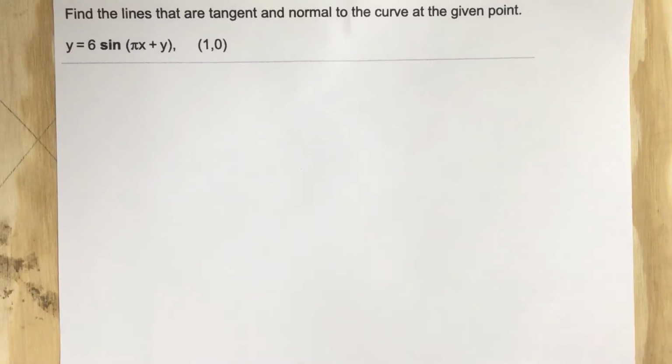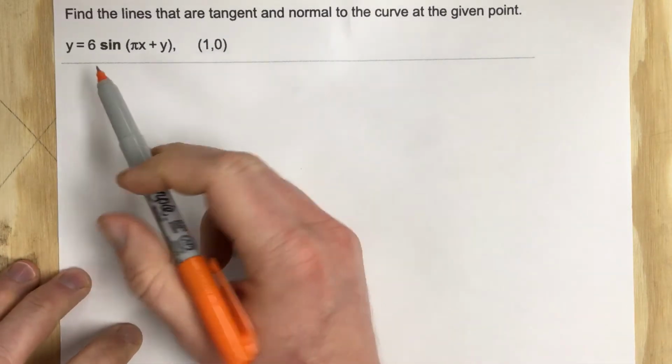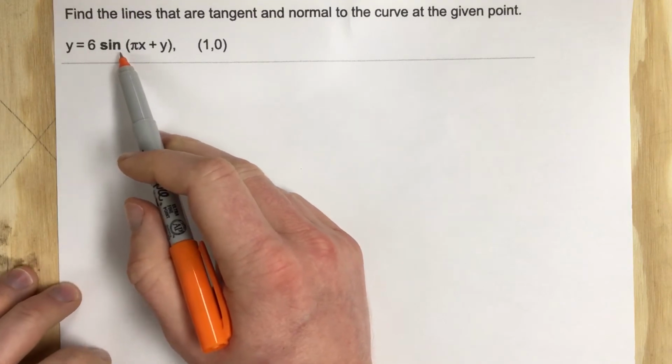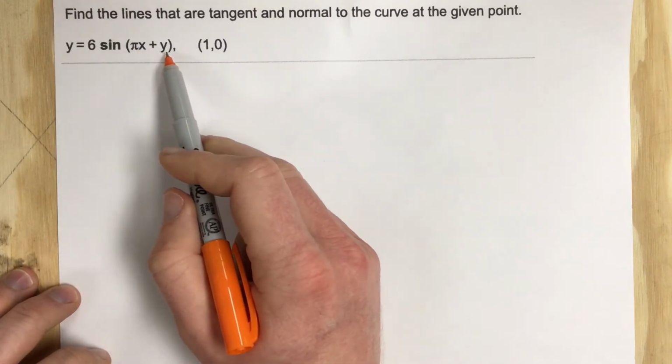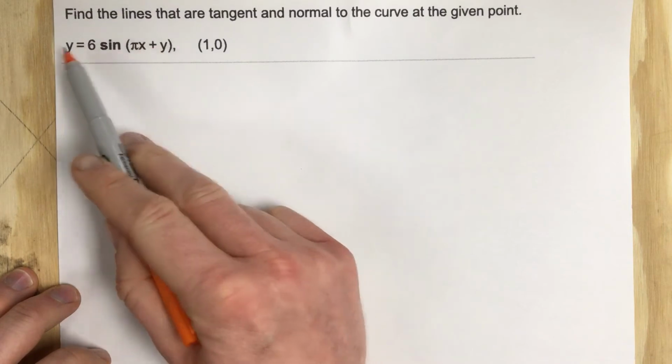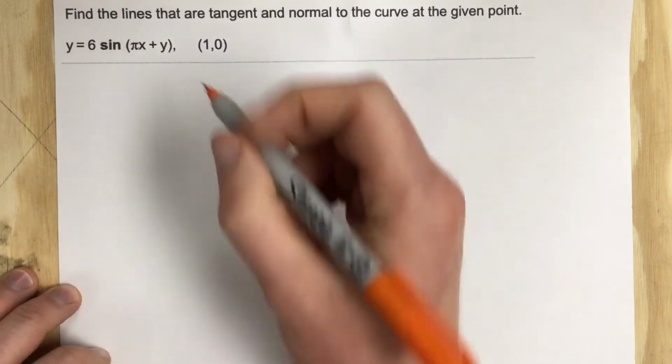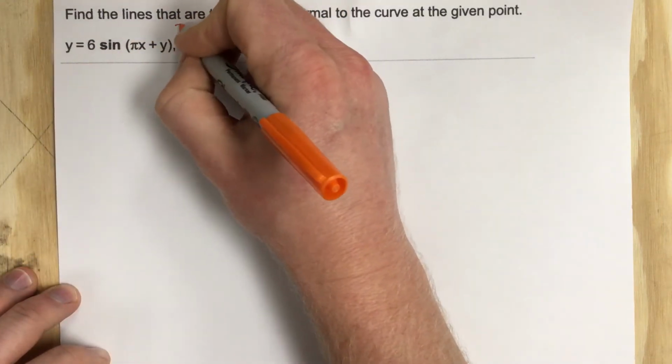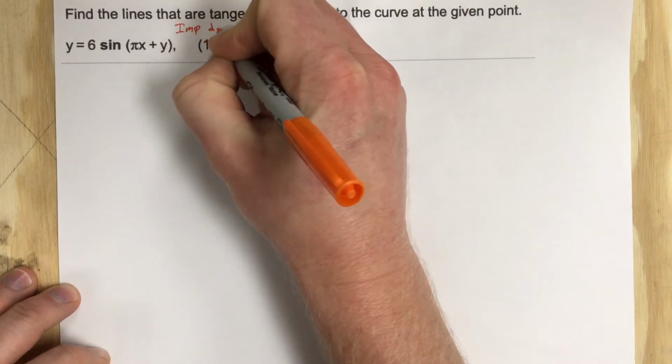This is problem number 10 from section 3.7. And this problem says find the lines that are tangent and normal to the curve at the given point. They give us an equation y equals 6 sine of pi x plus y. Notice that we have y on each side. So we're going to have to find the derivative of this using implicit differentiation.